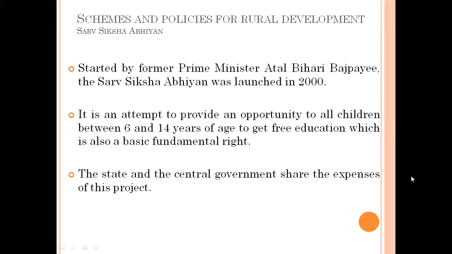This program was initiated by former Indian Prime Minister Atal Bihari Vajpayee, and the aim of this program was to give free education to all children between 6 to 14 years. So this was for giving education to people. You might have seen that in your city also, all private as well as government schools give free education to BPL people, which comes under this Right to Education.